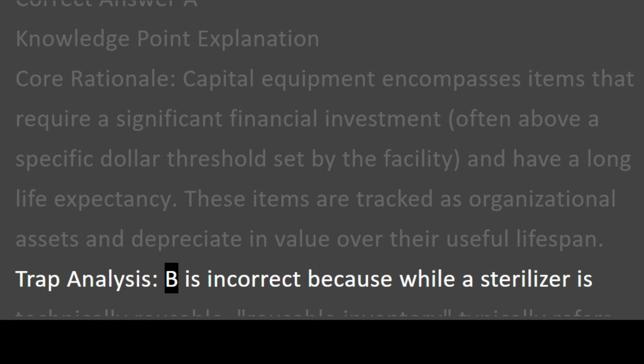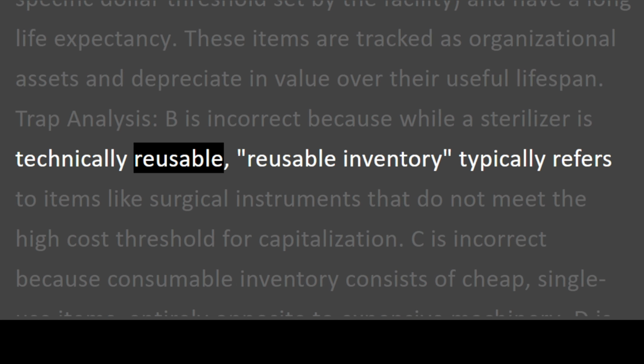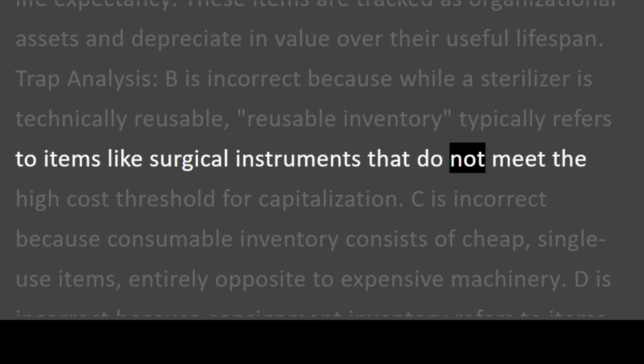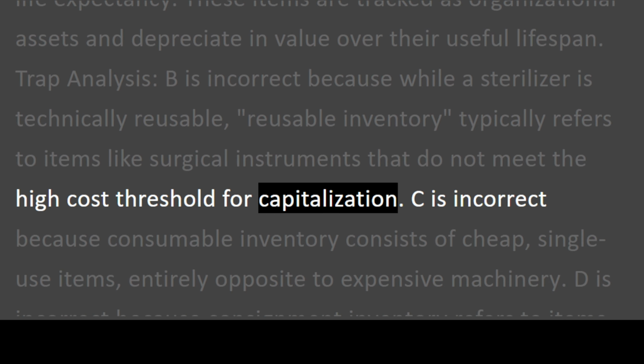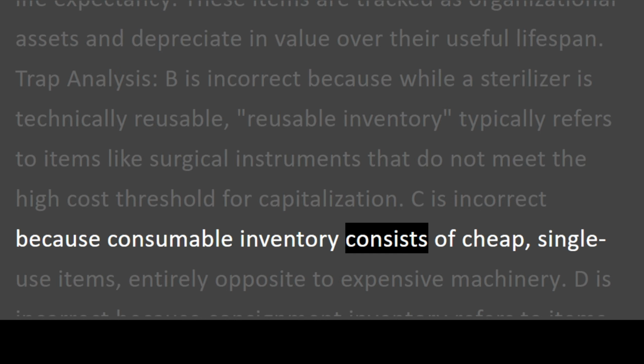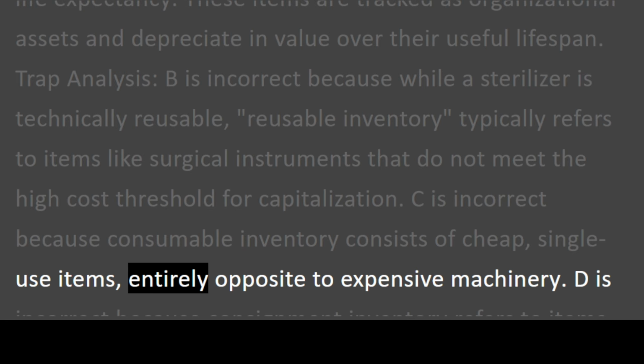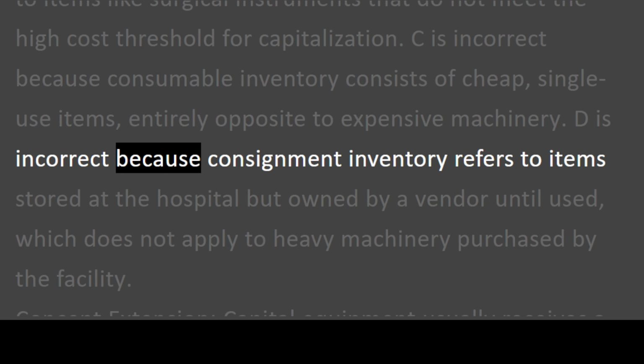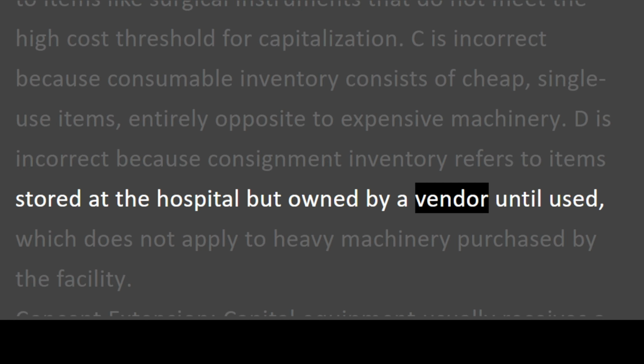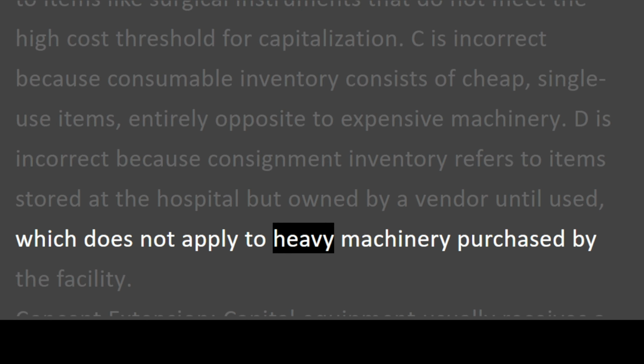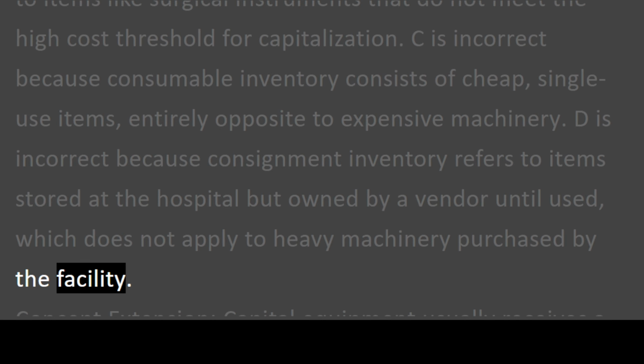Trap analysis. B is incorrect because while a sterilizer is technically reusable, reusable inventory typically refers to items like surgical instruments that do not meet the high-cost threshold for capitalization. C is incorrect because consumable inventory consists of cheap, single-use items, entirely opposite to expensive machinery. D is incorrect because consignment inventory refers to items stored at the hospital but owned by a vendor until used, which does not apply to heavy machinery purchased by the facility.